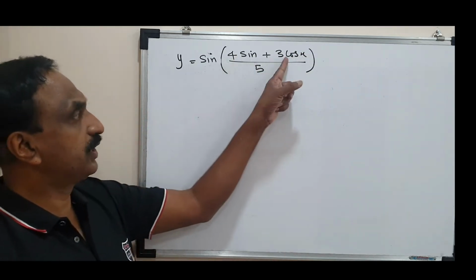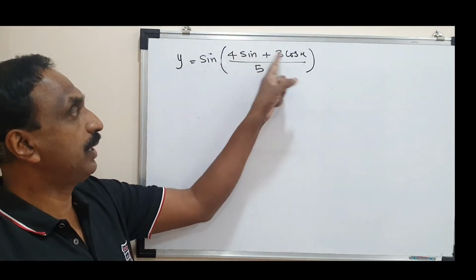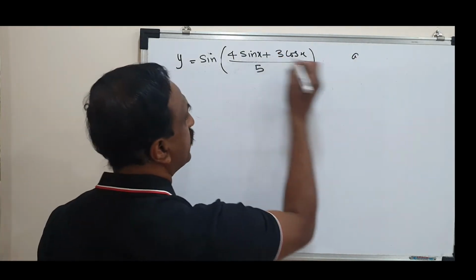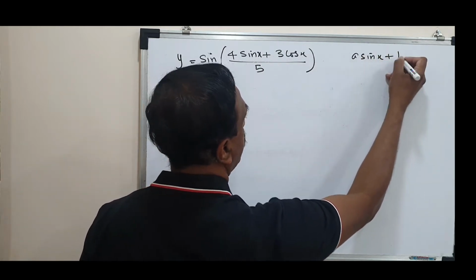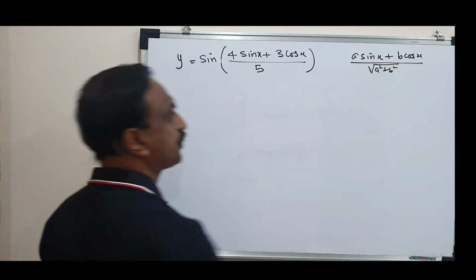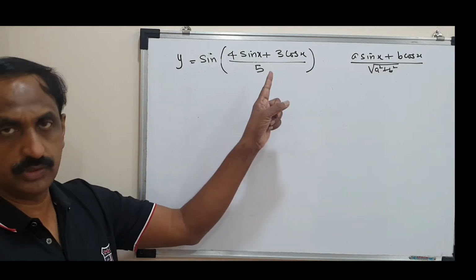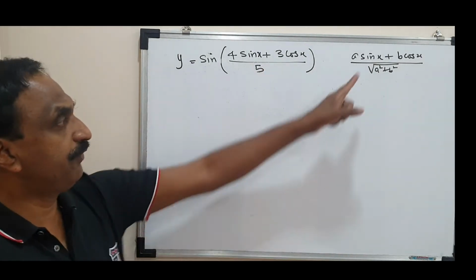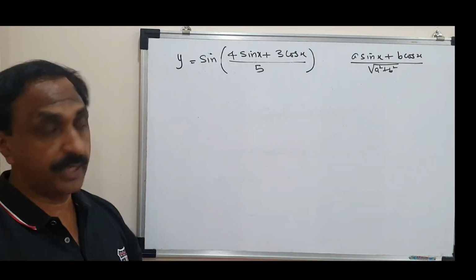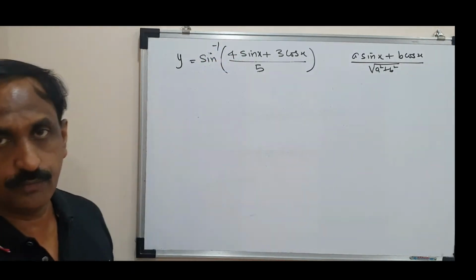Now, there's a speciality about these numbers that I'm writing here. It is not that any number I can put here. These two numbers can be any, but the denominator has to be, suppose I have A sin x plus B cos x, then the denominator has to be root of A square plus B square. Then only this method can be applied. Otherwise, this method cannot be applied. 4 square plus 3 square is 25. Root of 25 is 5. If it is in this format, then only we can apply this method. So you'll ask me, if it is not in that format, what to do? Then you have to use the sin inverse u formula and get the answer.